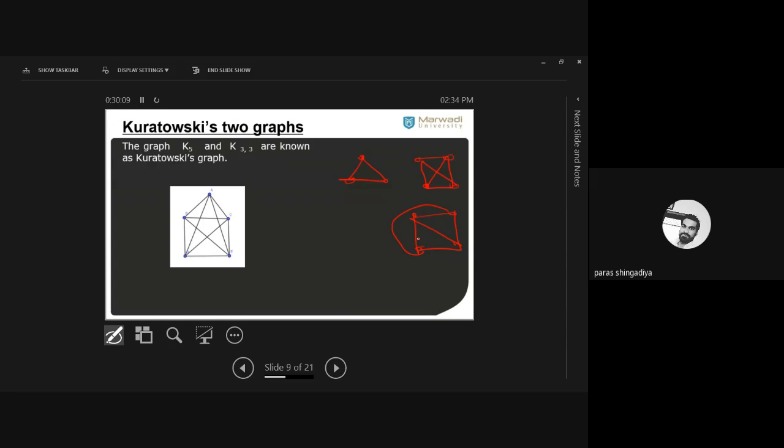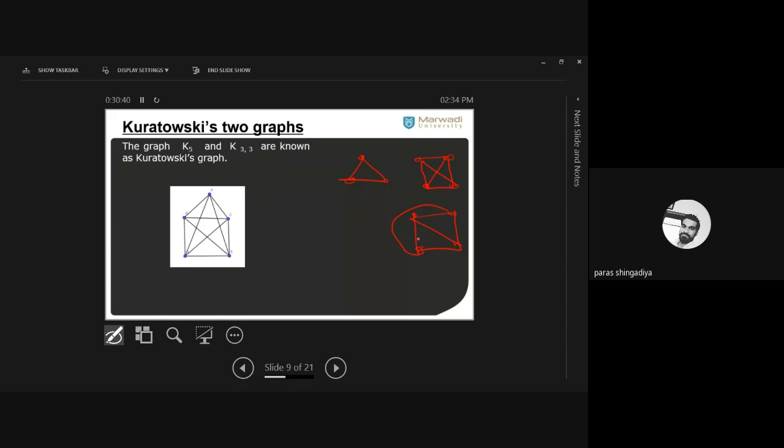And after K5, K6, K7, K9: if K5 is non-planar, then we cannot embed K6 in planar form. ठीक है, so K7, K8, K9, K11, all the graphs will be non-planar graphs. After K5, that is the minimum number of vertices and minimum number of edges, it is non-planar. ठीक है, so therefore you consider first K5 as non-planar. That is Kuratowski's first graph, K5.